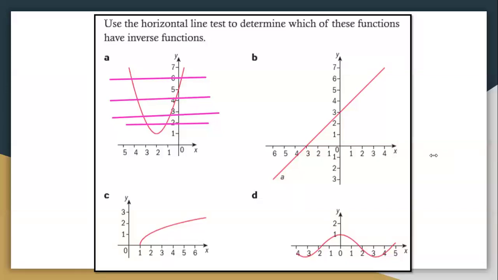Timothy. Part C has an inverse. Why? Because when you draw a horizontal line to the function, it only crosses one point of the function. Okay. Thank you, Timothy. That's correct. Lastly, AA. D has no inverse, because when you draw a horizontal line across the graph, it meets the curve at more than one point.